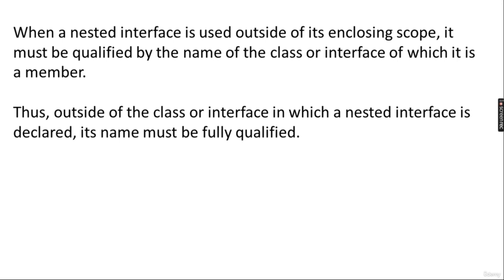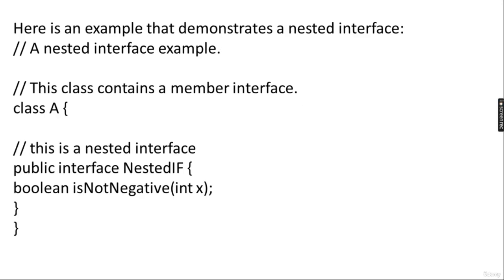When a nested interface, meaning an inner interface, is used outside of its enclosing scope, meaning outside of the scope in which it is written, it must be qualified by the name of the class or interface of which it is a member, like interface name dot interface name. Thus, outside of the class or interface in which a nested interface is declared, a name must be fully qualified. Fully qualified name means the class name dot the inner interface name, outer dot inner, like this.